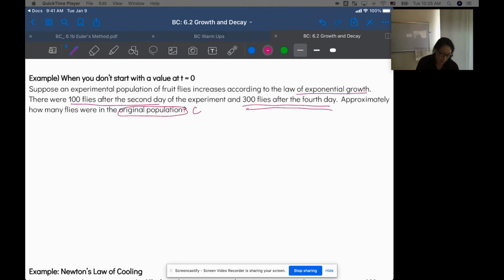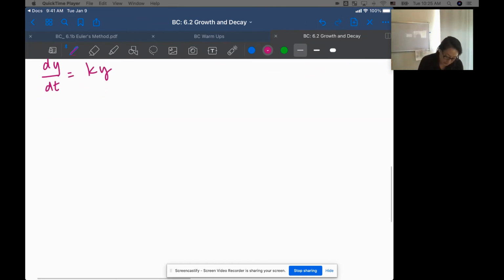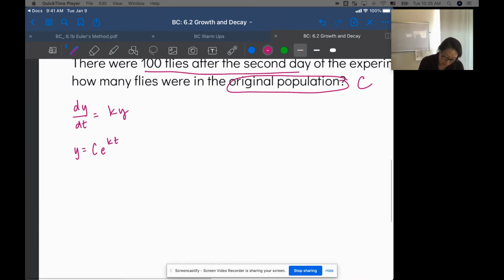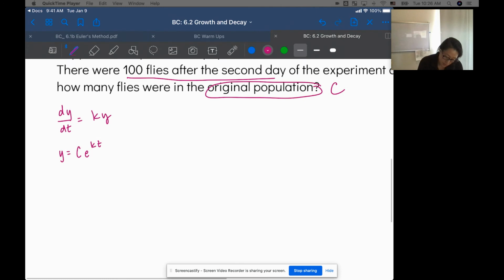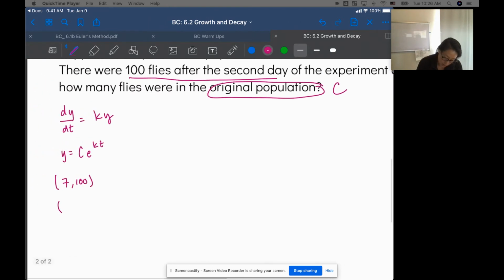That would be my C. So how many is in C? So I see that we are changing according to exponential growth. So dy over dt is equal to k times y. And then I know that my exponential growth equation would be y is equal to c times e to the kt. I want to find out my C value in the end. Let's write down our 2 points.